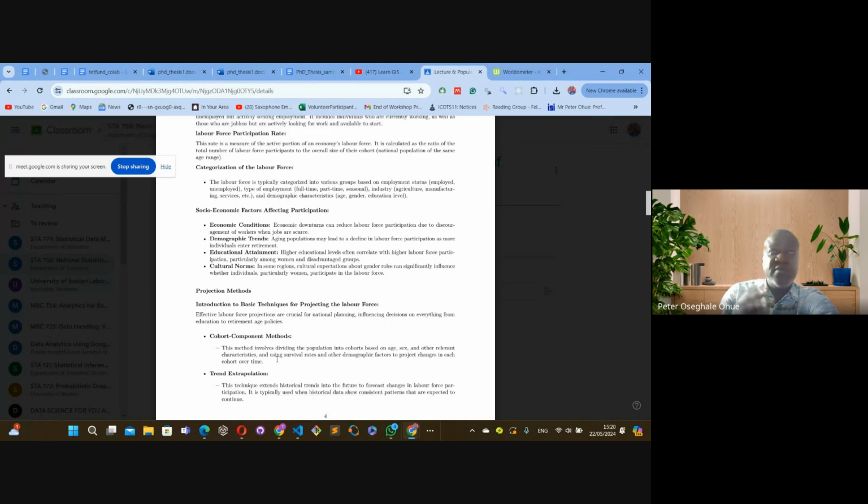So if you can segregate the population into different strata using these parameters, then you can look at the changes that are happening in those different sections. Maybe gender would be a good one, male and female, and see how it evolves. Then you can use that to understand the labor force.